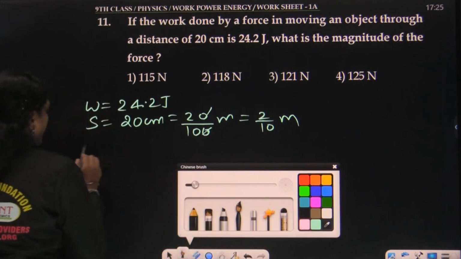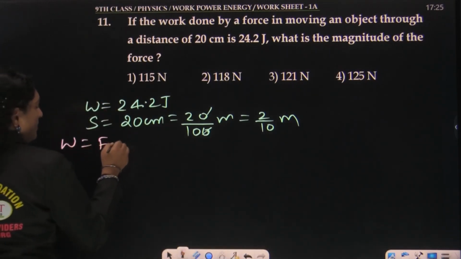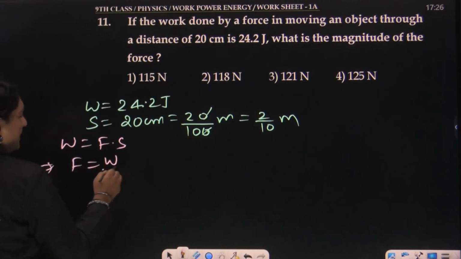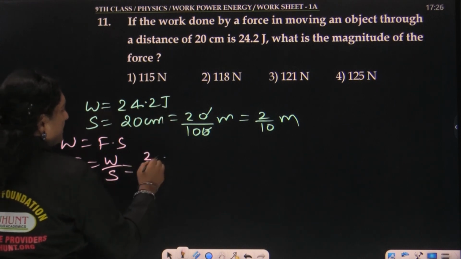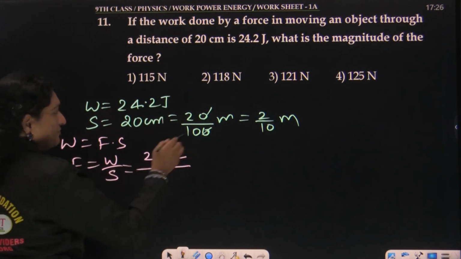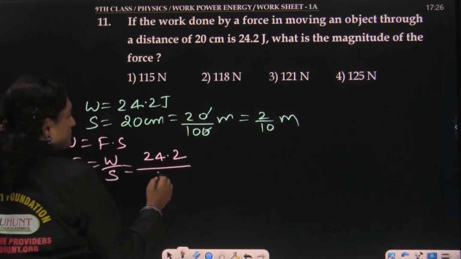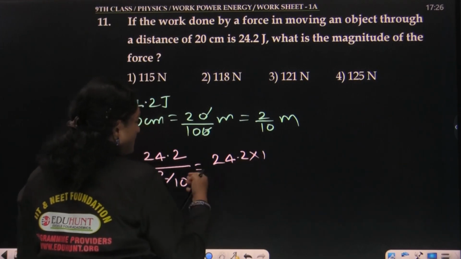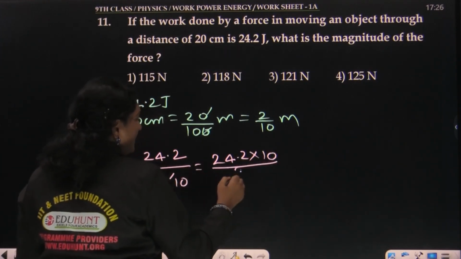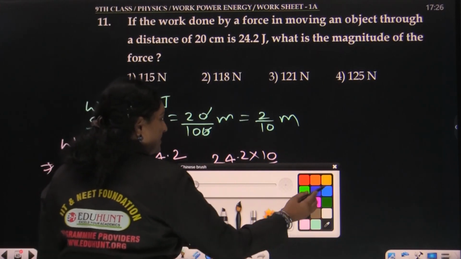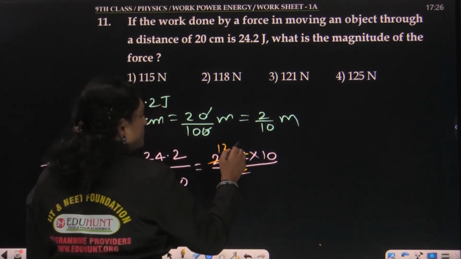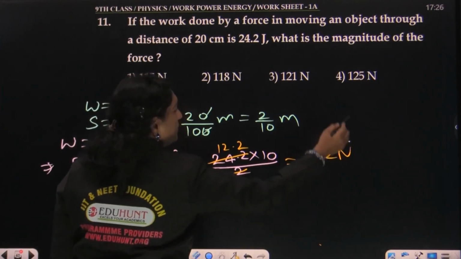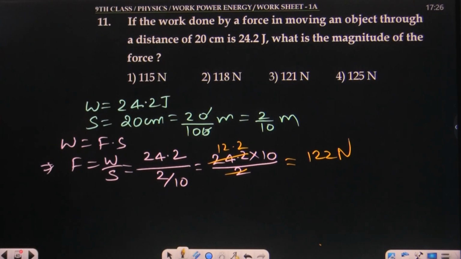So what is the magnitude of force? So children, as we know that W equals F dot S, the value of F equals W by S. What is the value of W given? 24.2. Value of S is given as 2 upon 10. This is equal to 24.2, and this 10 carried upwards means multiplied by 10 upon 2. So cancelling here, 2 goes 12.2 times, and hence the final answer is 122 Newton. So what is the final answer, children?